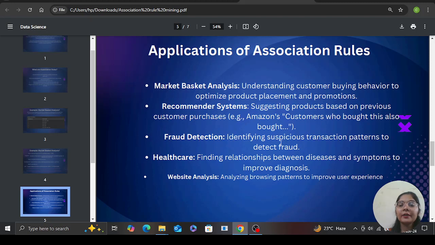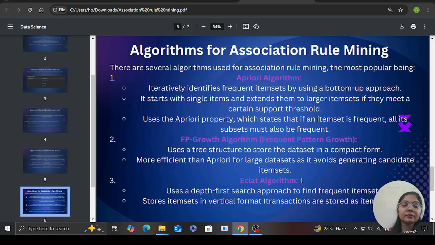Fraud detection: identifying suspicious transaction patterns to detect fraud. Another is healthcare: finding relationships between disease and symptoms to improve diagnosis. Another is website analysis: browsing patterns to improve user experience. In the same way, it works like a recommender system. It improves the experience of a user in website analysis.